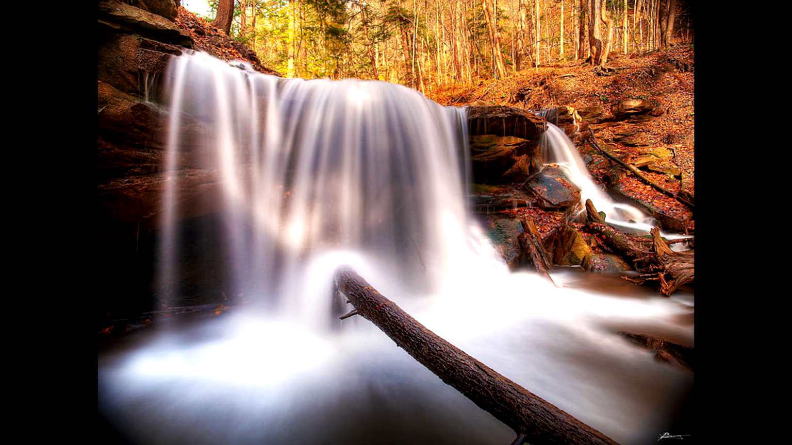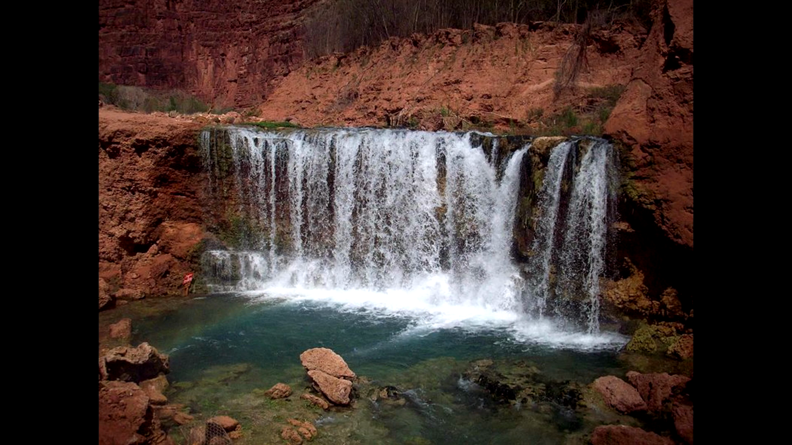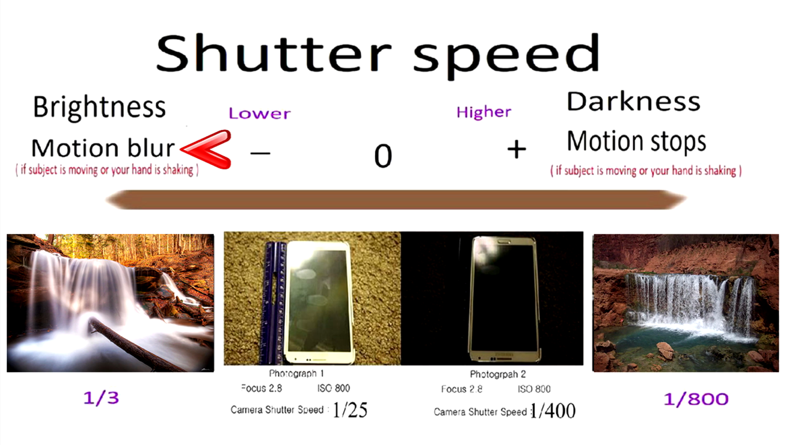For example, shutter speed on this given image is 1/3 and you can see the movement of water. And on this image it is 1/800, so you can see the drops of water. It means the lower the number, you can see motion blur, and the faster the number, motion stops.